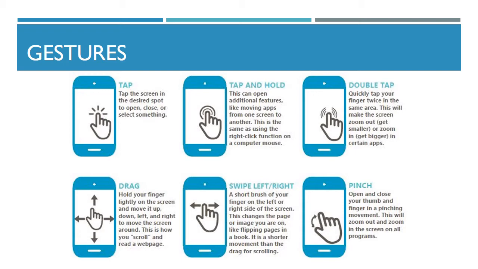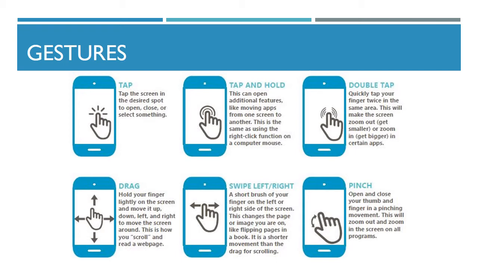Double tapping means you are quickly tapping your finger twice in the same area of the screen, either to zoom in or zoom out. However, this only works on certain programs or devices. A more universal way to zoom in and zoom out on a mobile device is using the pinch method, meaning you open and close your thumb and finger in a pinching motion to zoom in or out.